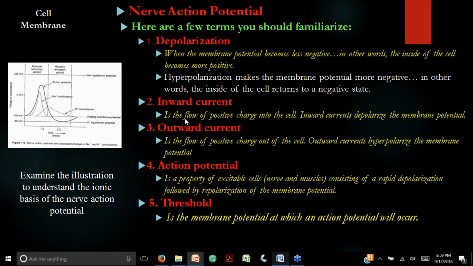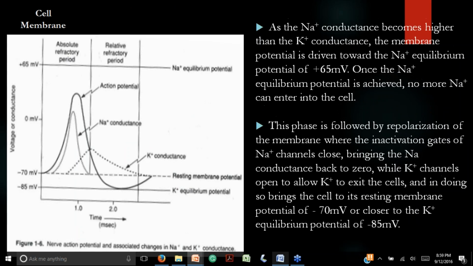Inward current is the flow of positive charge into the cell. Outward is the opposite. Action potential is the property of excitable cells consisting of rapid depolarization. So the action potential involves the depolarization and the repolarization.